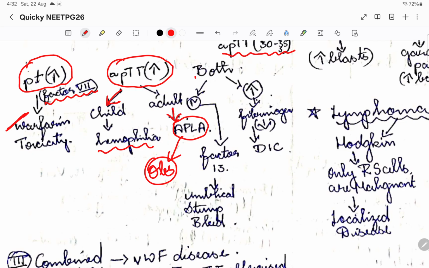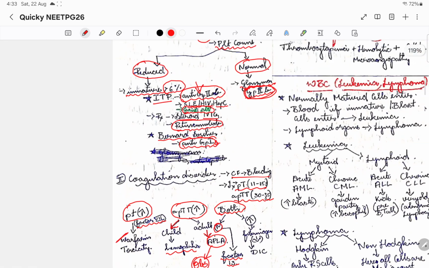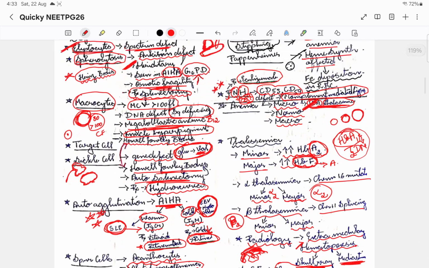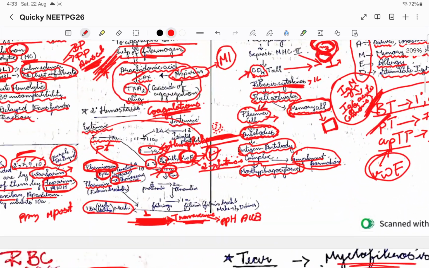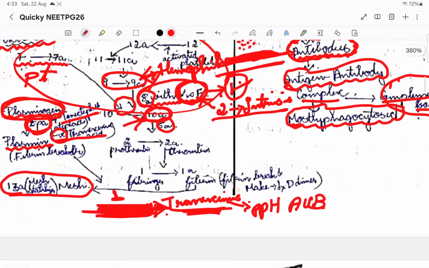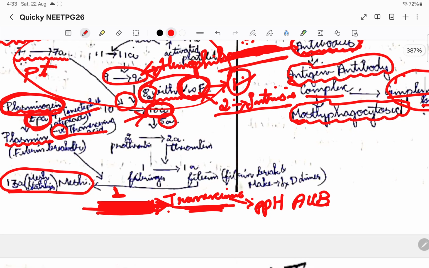Now, if both APTT and PT are affected, then what is the thing? If both are normal and even then there is a coagulation issue, then factor 13 is what is affected. So where does factor 13 come in? Let me go back to our flow chart again. Remember, here I told you, right, factor 13, here the fibrin was forming a mesh. So the plumber came and he formed a mesh, right?